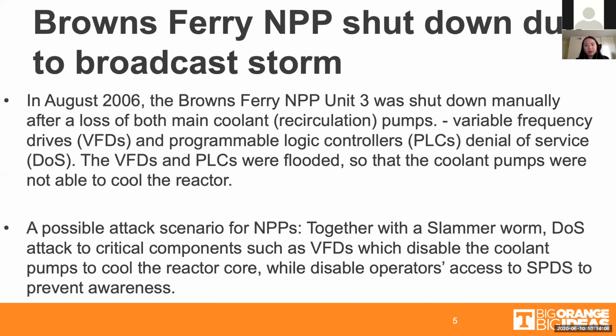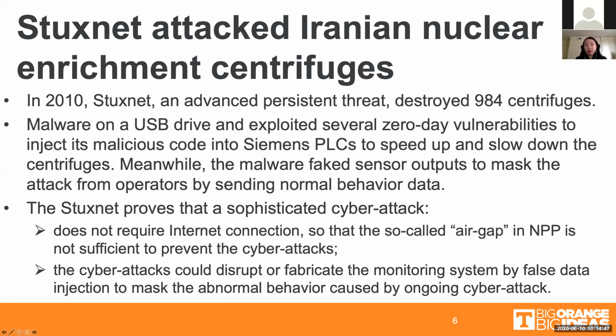Even though this cyber incident was not caused by a cyber attack, it shows a possible cyber attack scenario for a nuclear power plant. Together with the Slammer worm we saw in the Davis-Besse power plant, a DOS attack on critical components such as the VFD can disable the coolant pump from cooling the reactor core. And the Slammer worm at the same time could disable the operator's access to the safety parameter display system to prevent awareness of the DOS attack. Then it could be a very severe accident.